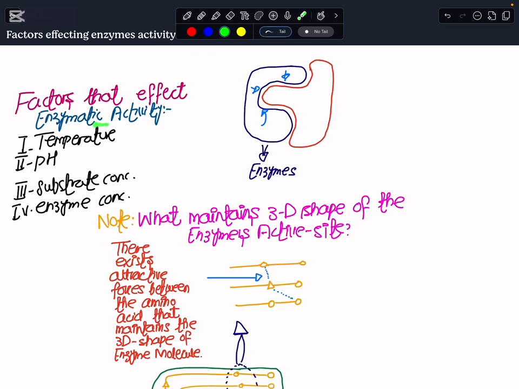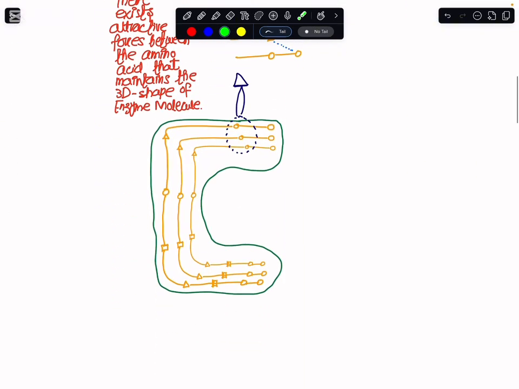But we must be very clear about how the temperature and pH graphs look and how they impact the enzymatic activity. Before I take you to these four factors, there is one thing we must be aware of. Here I have this enzyme, and the shape of its active site looks like this. This is the three-dimensional shape of the enzyme's active site, and it is different for every particular enzyme. If I showed you some other enzyme, it would look like this, and its active site would have a different shape.